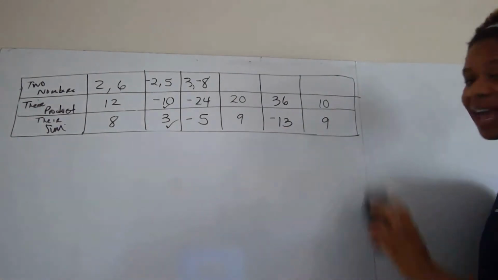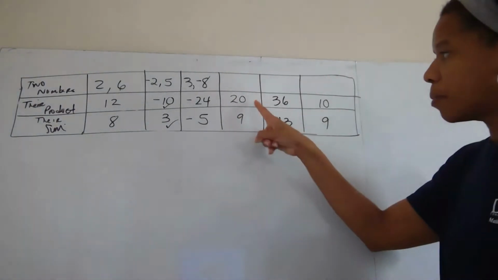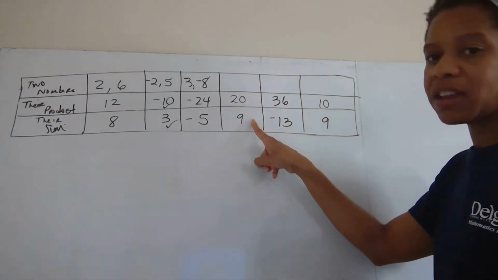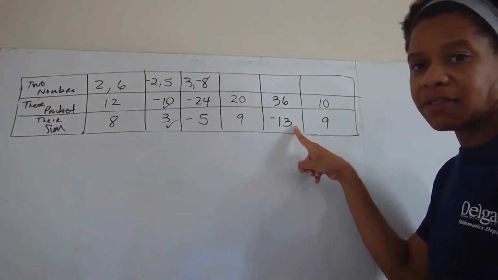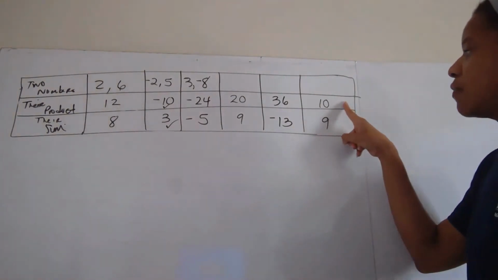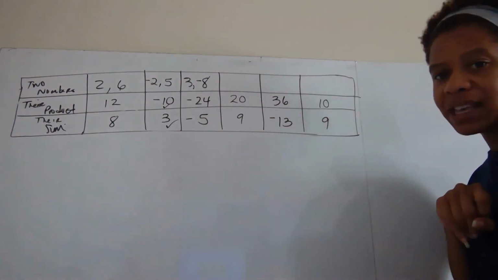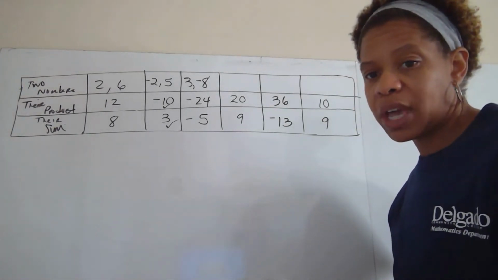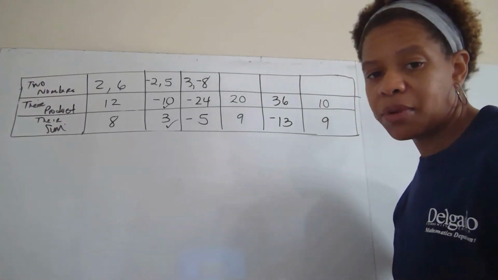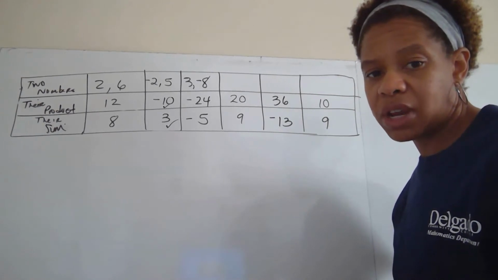See if you can do the last three. Pause. You're looking for product factors of 20 that can add or subtract to give 9. Factors of 36 that can add or subtract to give negative 13. And then factors of 10 that can add or subtract to give 9. So you should pause it and try those on your own. I'm going to pause it and do it, and then I'm going to show you the answers.